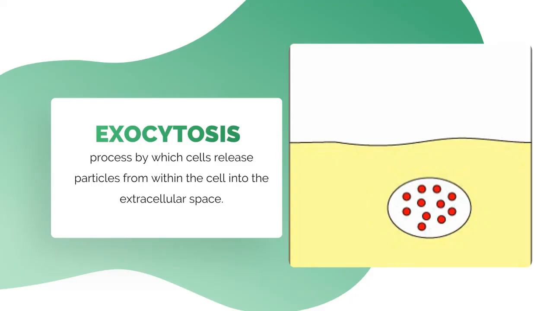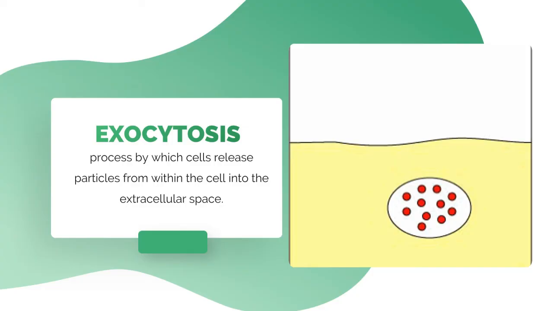Aside from endocytosis, meron din tayong exocytosis. Hindi po lahat kailangan ng cell, and meron ding mga parts na kailangan niyang ilabas, particularly toxins and waste products. In the process of exocytosis, exo, tandaan niyo po, papunta sa labas. It is the process by which the cells release particles from within the cell into the extracellular space, or the space outside the cell.